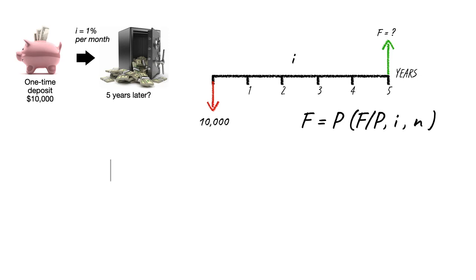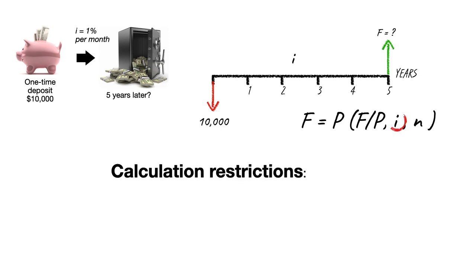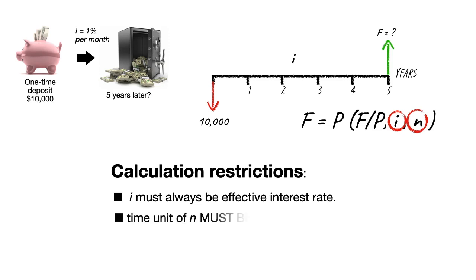But in the case of effective interest rate, there are certain restrictions that you have to follow. The first one is that the I in this formula must always be the effective interest rate. The second one is that the N in this formula must always be the same time unit as the effective interest rate. Let's look at how we can solve this.